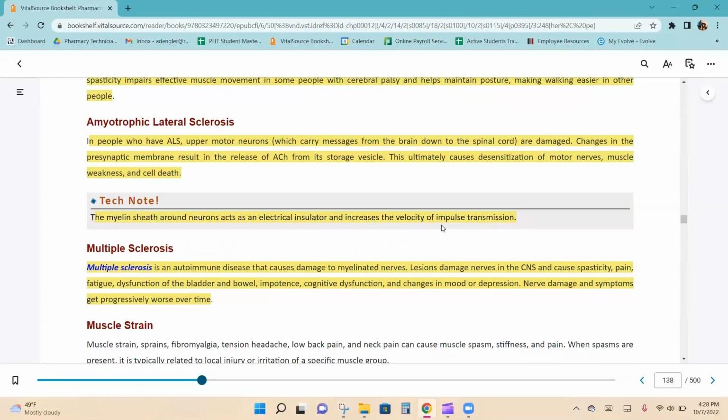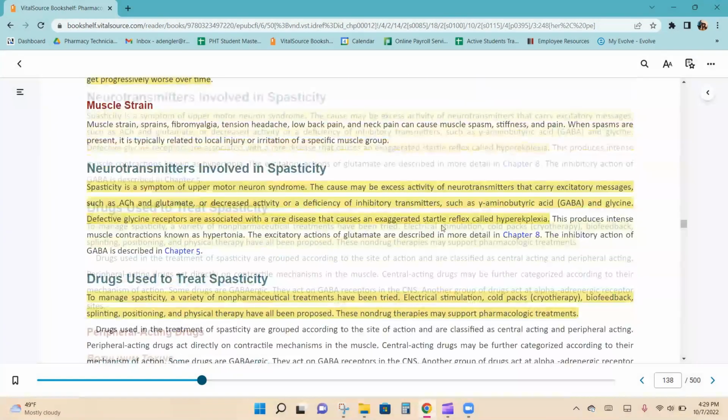So just a little tech note, the myelin sheath around neurons acts as an electrical insulator and increases the velocity of impulse transmission. Multiple sclerosis, which you'll hear referred to as MS, is an autoimmune disease that causes damage to myelinated nerves. Lesions damage nerves in the CNS and cause spasticity, pain, fatigue, dysfunction of the bladder and bowel, impotence, cognitive dysfunction, and changes in mood or depression. Nerve damage and symptoms get progressively worse over time.